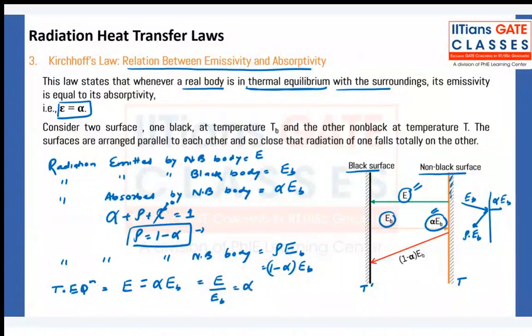And what is this? Tell me very quickly. Emissivity. Yes, so emissivity will be equal to alpha. And what are the conditions? It must be a real body in thermal equilibrium with its surrounding, then only you can apply this equation: emissivity is equal to absorptivity. Is it clear? I don't have extra space, so I have completed here. It must be a real body, in thermal equilibrium with the surrounding, then emissivity is equal to absorptivity. Okay, let us move on.